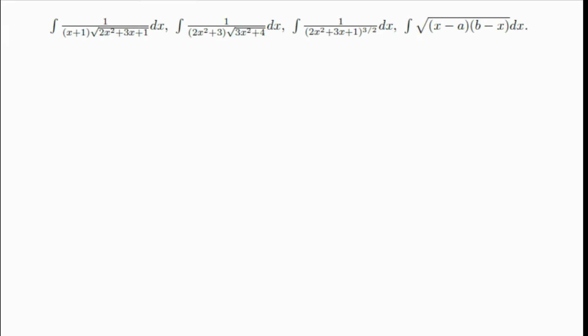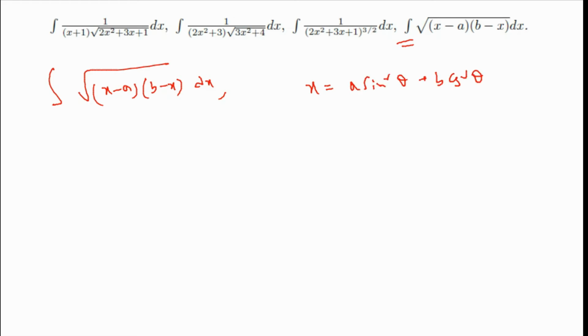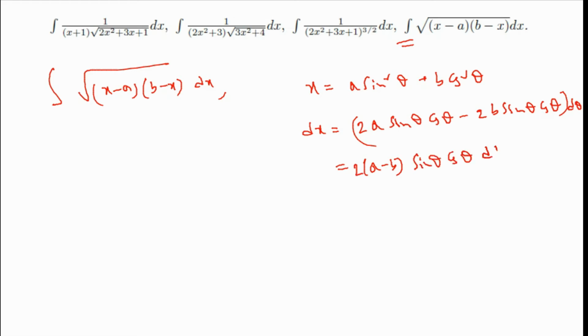And for the fourth one, this is also a special type of integration, so x minus a into b minus x dx. Here we will put x equal to a sin square theta plus b cos square theta. Dx will be 2a sin theta cos theta minus 2b sin theta cos theta. And obviously a d theta will be there, and a minus b, 2 into a minus b into sin theta cos theta d theta.